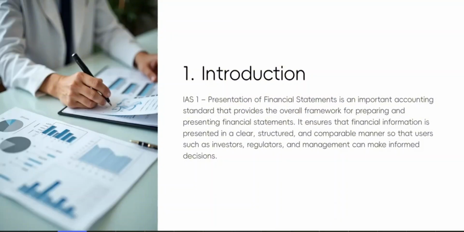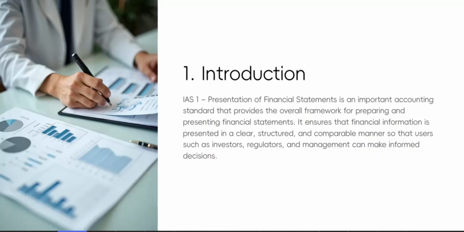Now, before we begin, let me ask you one simple question. Imagine there are two companies presenting their financial statements in completely different formats. One shows expenses first, another shows revenue first, and the third one mixes everything together. Will you be able to compare them properly? Obviously not, right? And that is exactly why IAS 1 exists. IAS 1 basically provides a standard way of presenting financial statements so that they are clear, consistent, and comparable across different companies and different time periods.